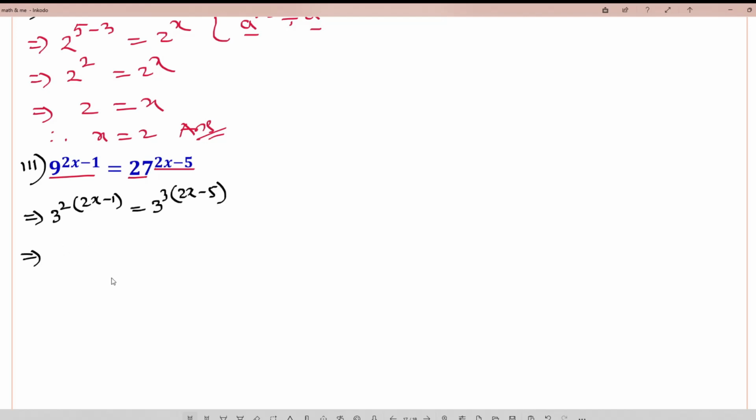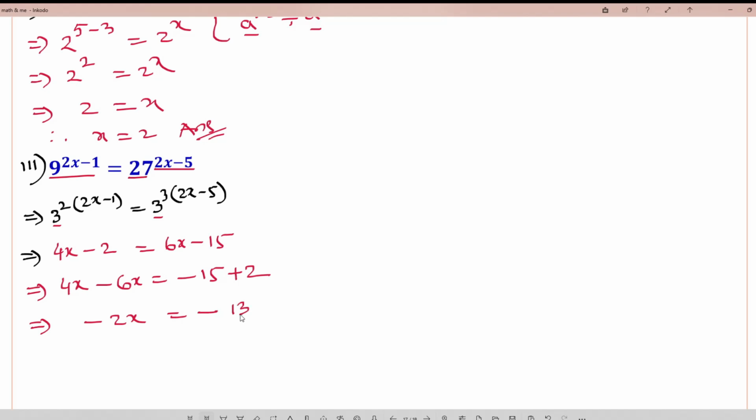So look, here the base is the same, which is 3, so the powers will be equal. So 2 times 2x means 4x. We can write 4x minus 2 equals, here is 6x minus 15. Okay, so here 4x minus 6x, exchange, so minus 6x equals minus 15, and minus 2 exchanged becomes plus 2. So here is minus 2x and here is minus 13.